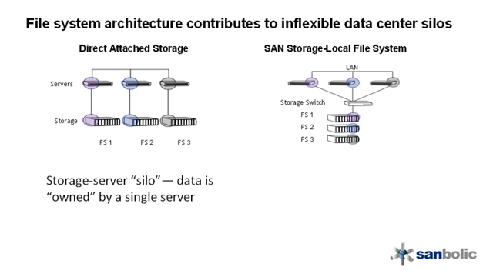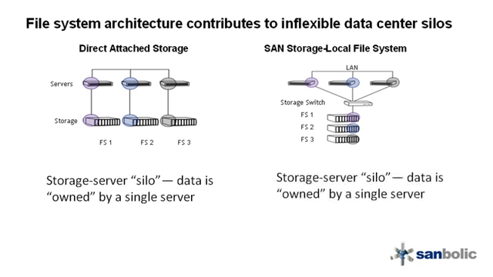In the last 10 or 15 years, shared SAN storage hardware has become common. These storage networks can enable multiple servers to access a single storage volume, but the file systems typically being used do not support shared access. Each server would overwrite the other server's data if given shared access in this environment. So SANs are typically configured so that each server has a separate storage volume and its own separate file system. Although the servers share storage hardware, they do not share data. There remains a storage server silo where the data is owned by a single server.